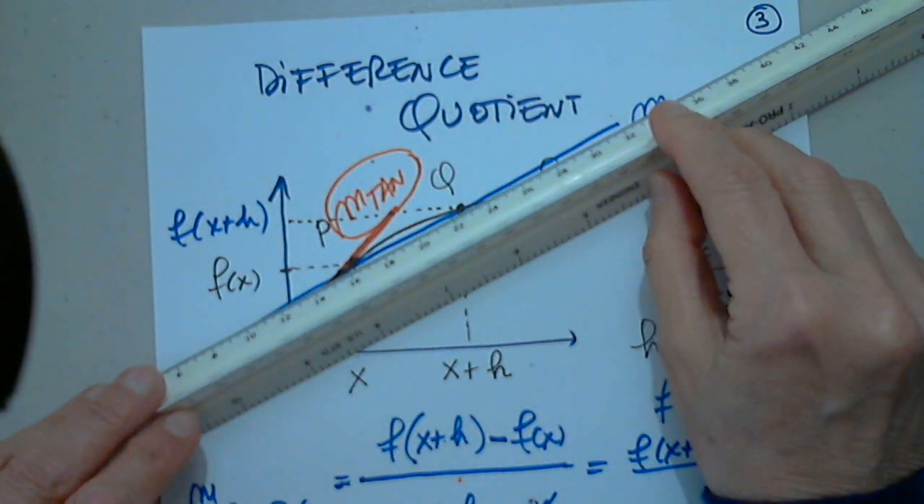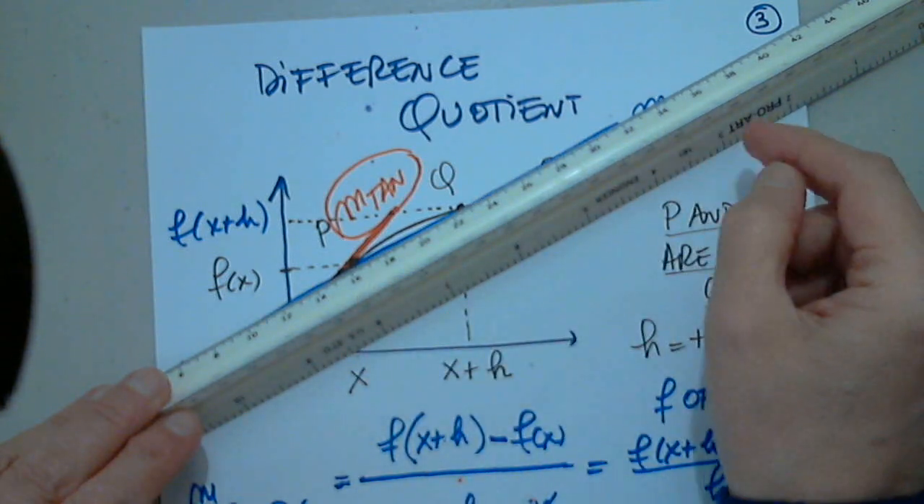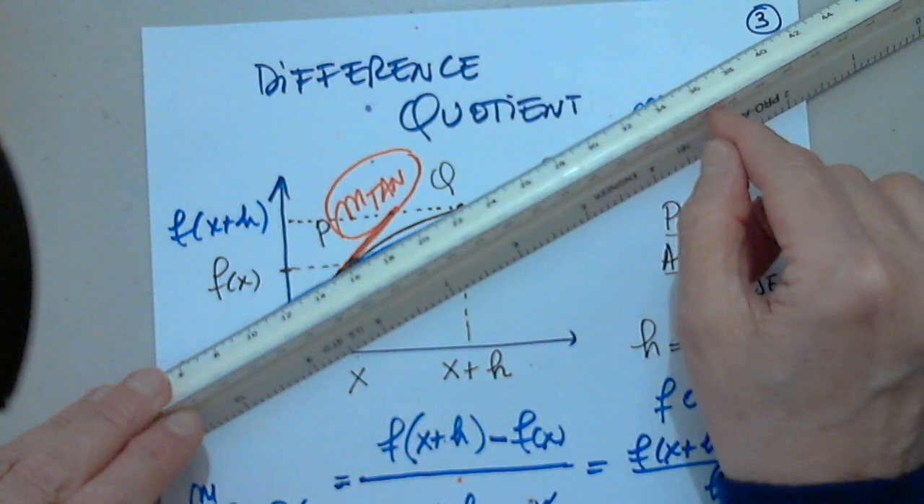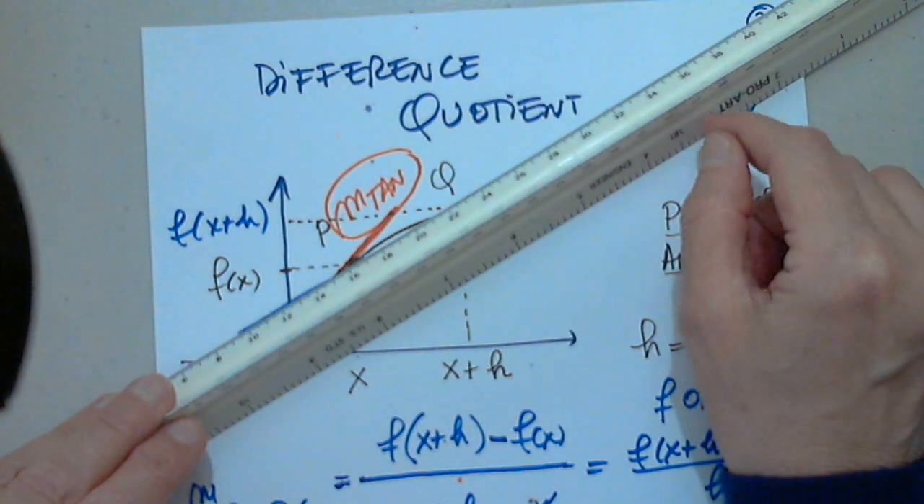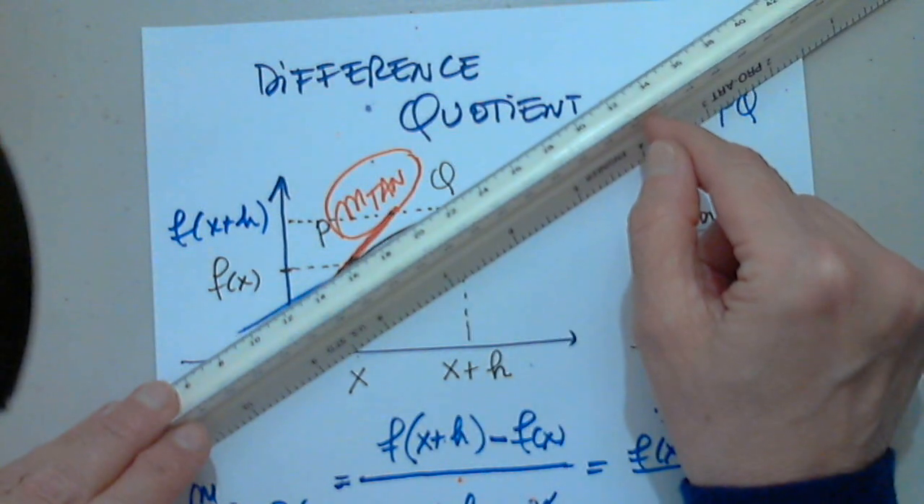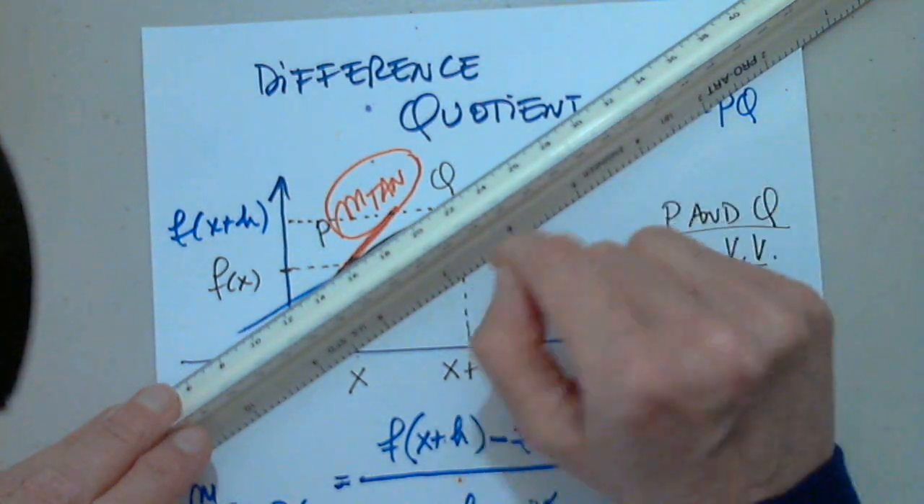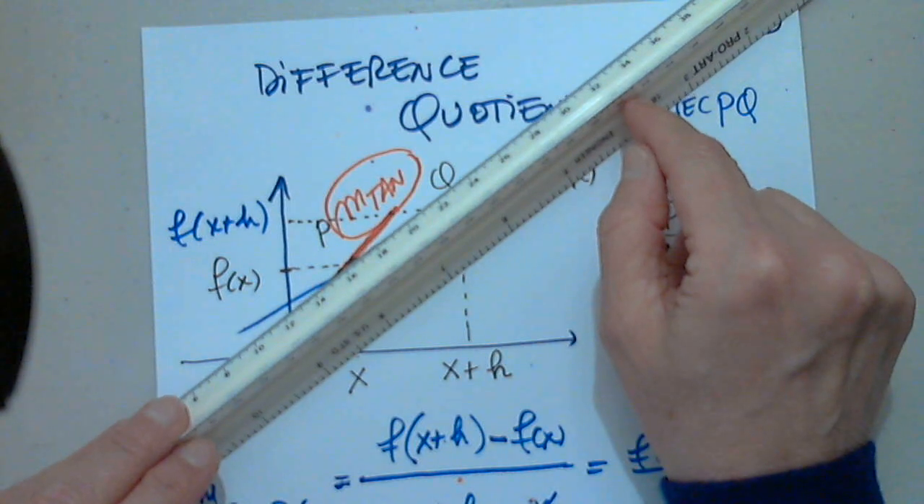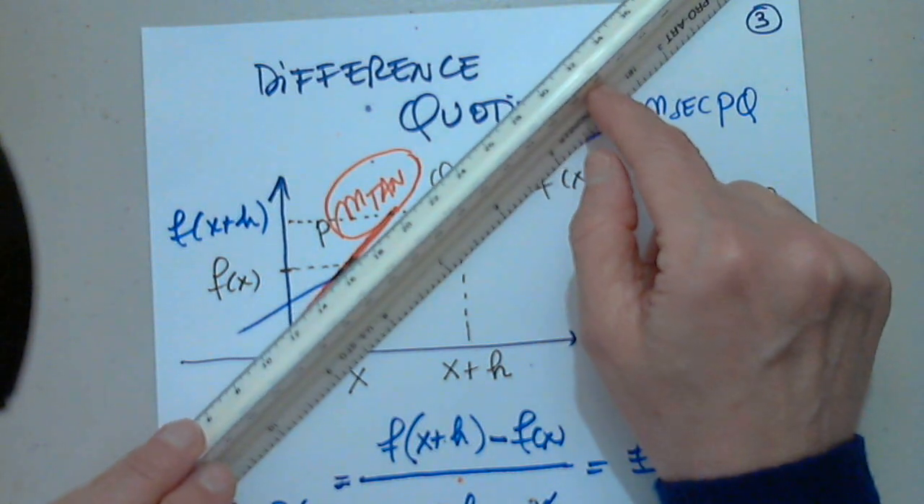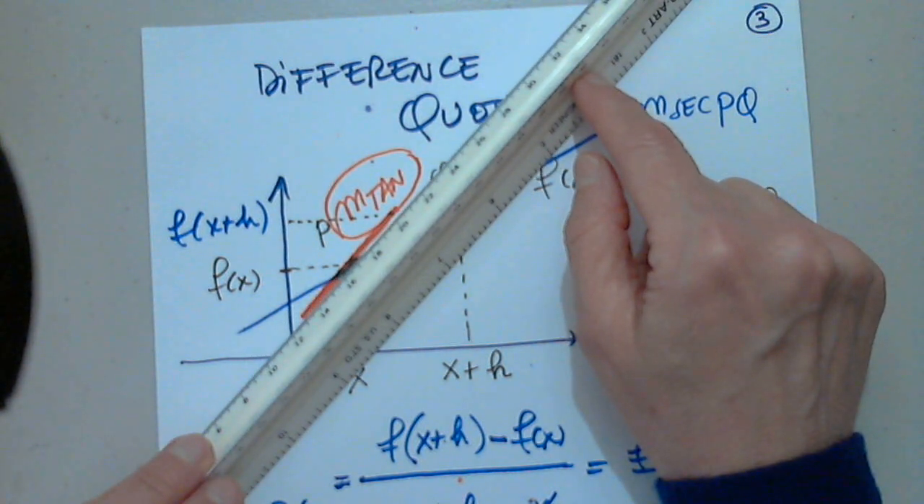Okay, ready? So if I start here and I bring Q closer, then I have this secant line. I bring Q even closer, then I have this secant line. I bring Q even closer and I have this secant line. And closer and closer, and I get the slope of the tangent line.